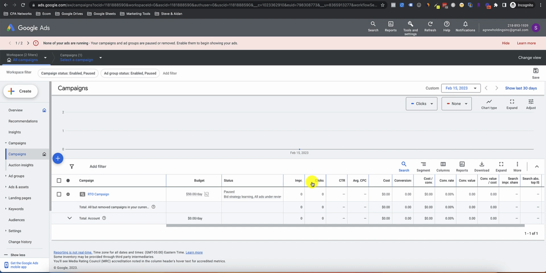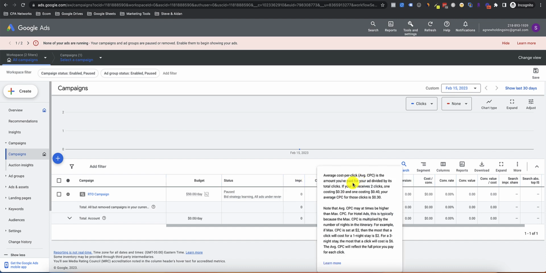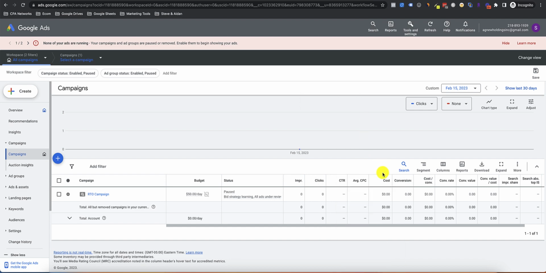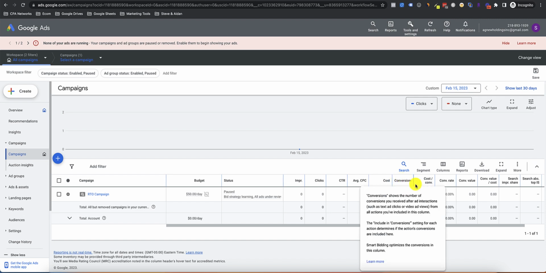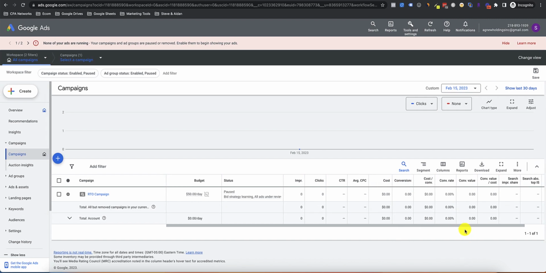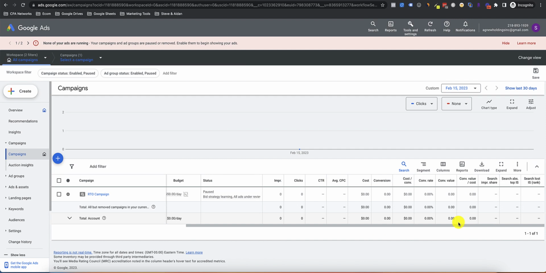Clicks are the amount of times your ad is clicked on. The click-through rate is clicks divided by impressions. The average cost per click is how much it costs per click on average. The cost is how much you've spent. The conversions is how many leads you've received, okay? And then the cost per conversion is your cost per lead. So how much did you spend divided by how many conversions did you get?